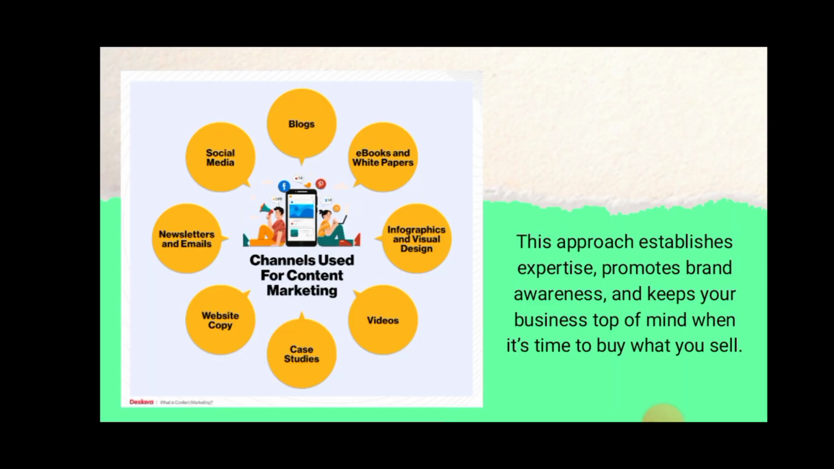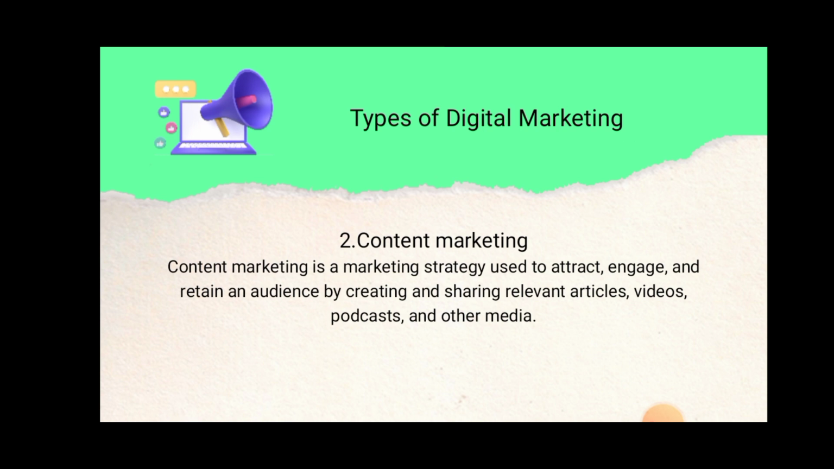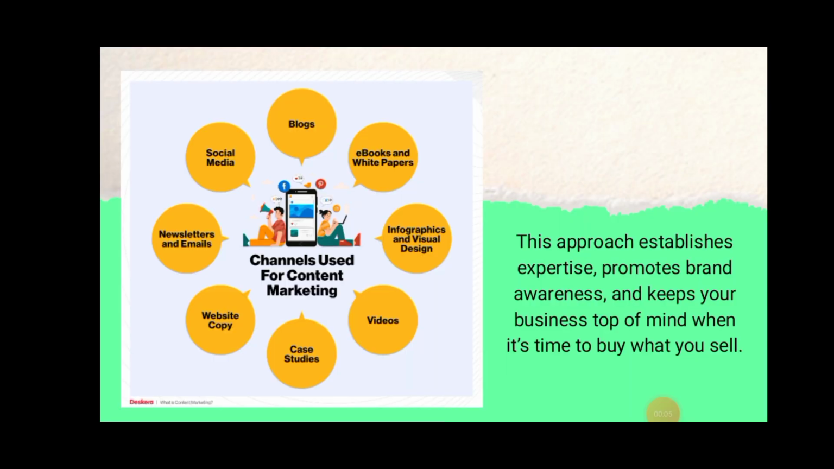In content marketing, you have your social media, blogs, ebooks, infographics, videos, case studies, website copy, newsletters, and emails. So for example, in blogs, because of the content media, you are able to attract, engage, and retain audiences by those blogs. It may be a blog on a website, or a vlog, a video blog. An example of content marketing is the use of social media and blogs or vlogs, like this video that is on the screen, right?